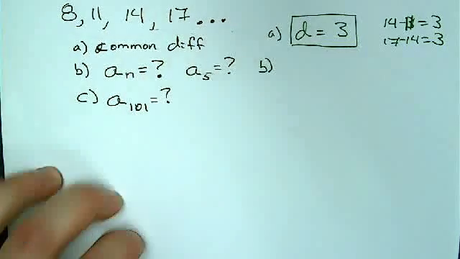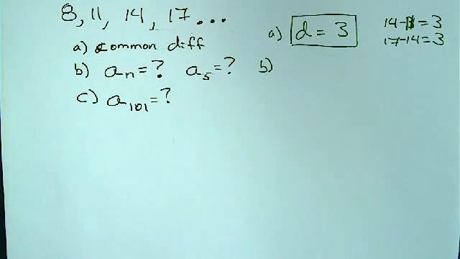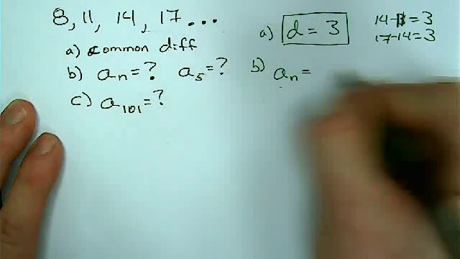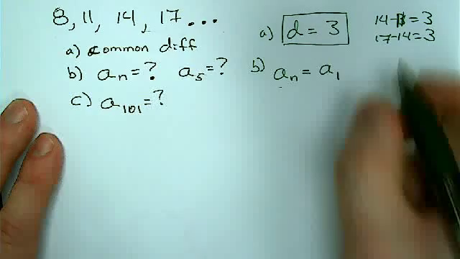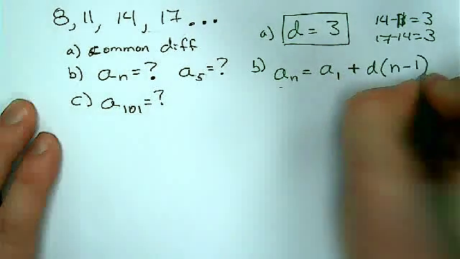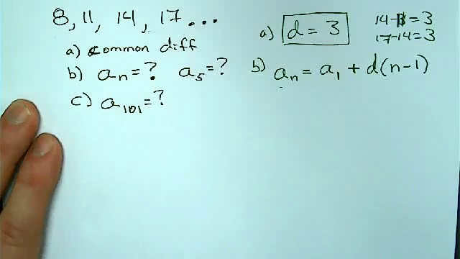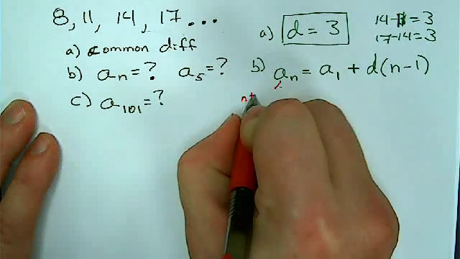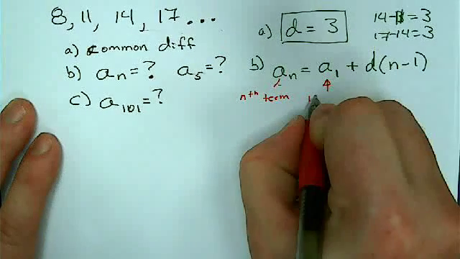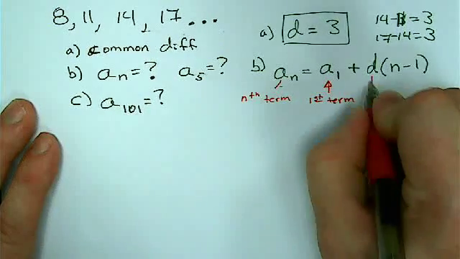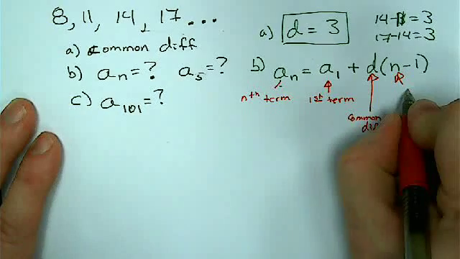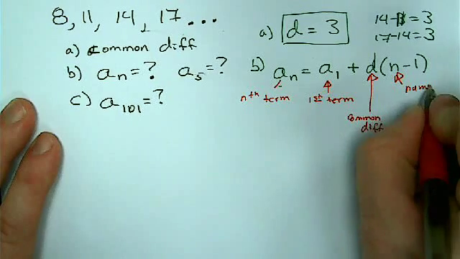Now let's talk about this general form. It lets me predict anybody in the sequence. Here's the formula that we use: a sub n, any number in the sequence, can be found by taking the first term, a sub 1, adding on to it the common difference times n minus 1. Remember what we've talked about. This is the nth term, whichever n happens to be; it will change. This is the first term. This is the common difference. And this is the number of the term.